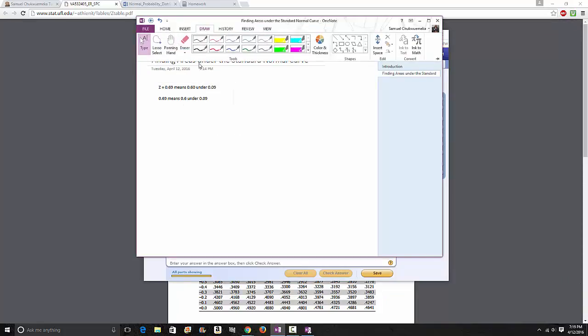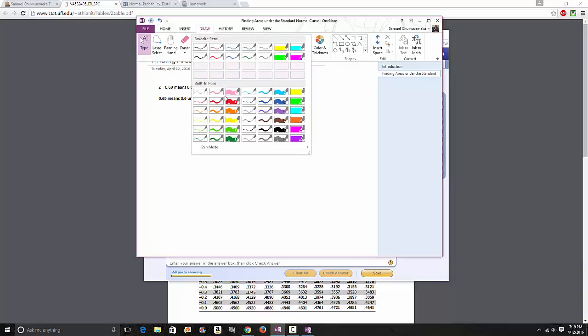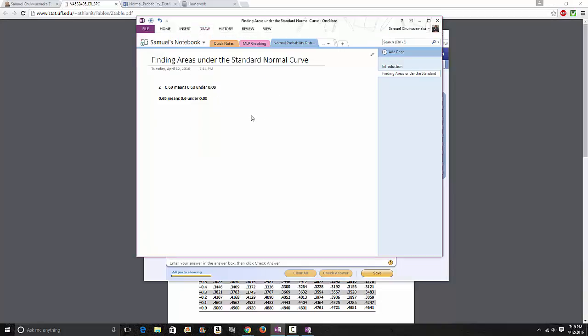Let me draw this. Okay, so this is what they want us to find. This is Z, negative 1.87, and they want the area to the right. This is the area they want.